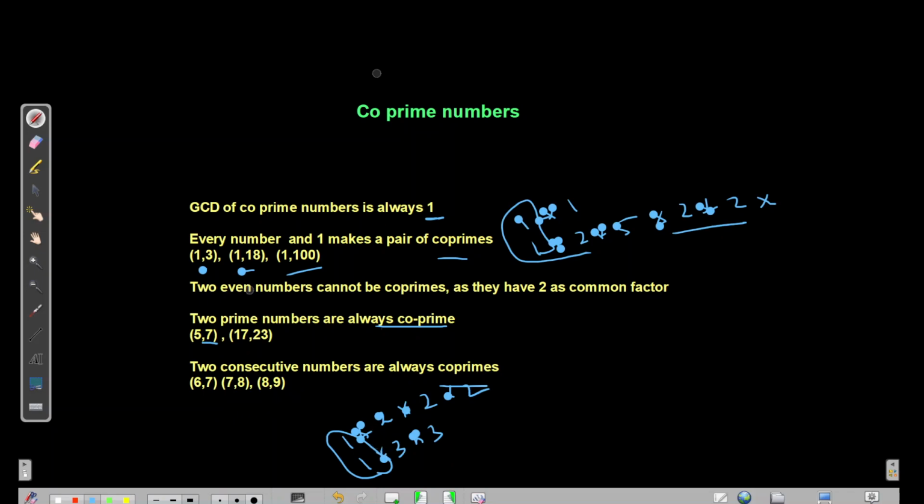And with the other point, two even numbers cannot be coprime because they have 2 as a common factor. So when you have a pair of numbers such as 4 and 6, there's no need to evaluate. We can directly say that both are even numbers, and two even numbers cannot be coprime numbers.